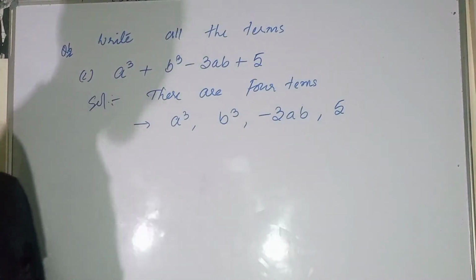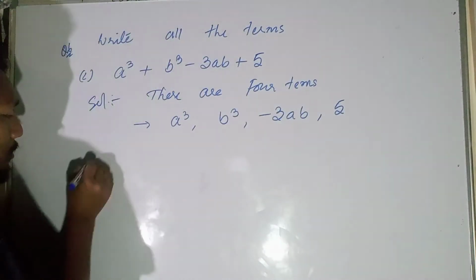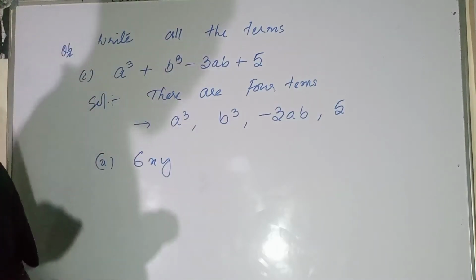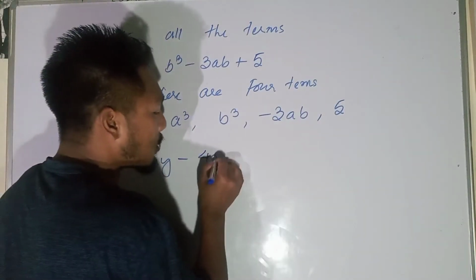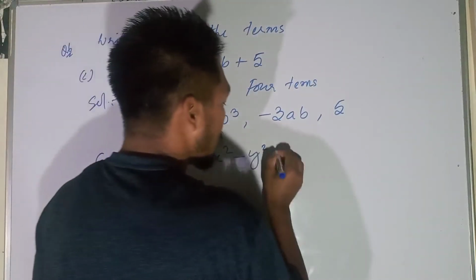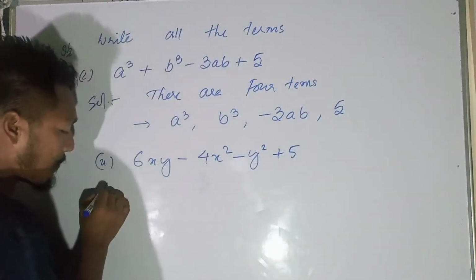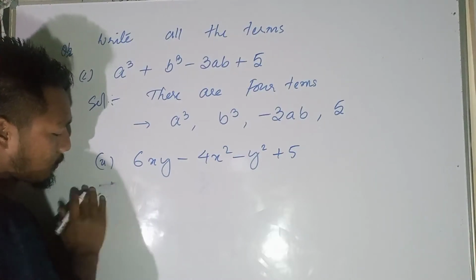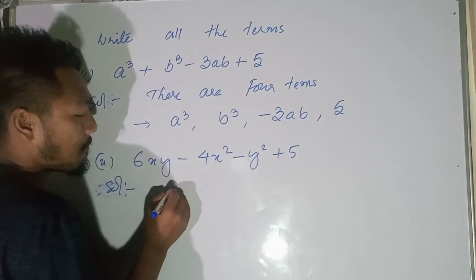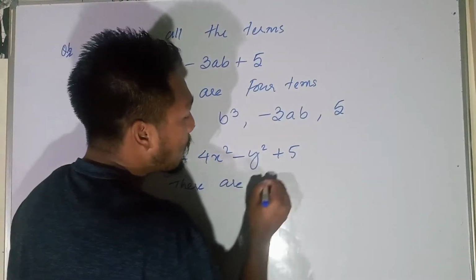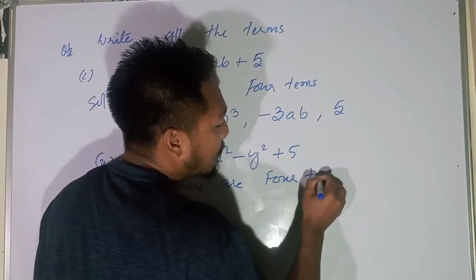One more question, Roman number 2. 6xy minus 4x square minus y square plus 5. So how many terms do we have here? There are 4 terms. What are the 4 terms?